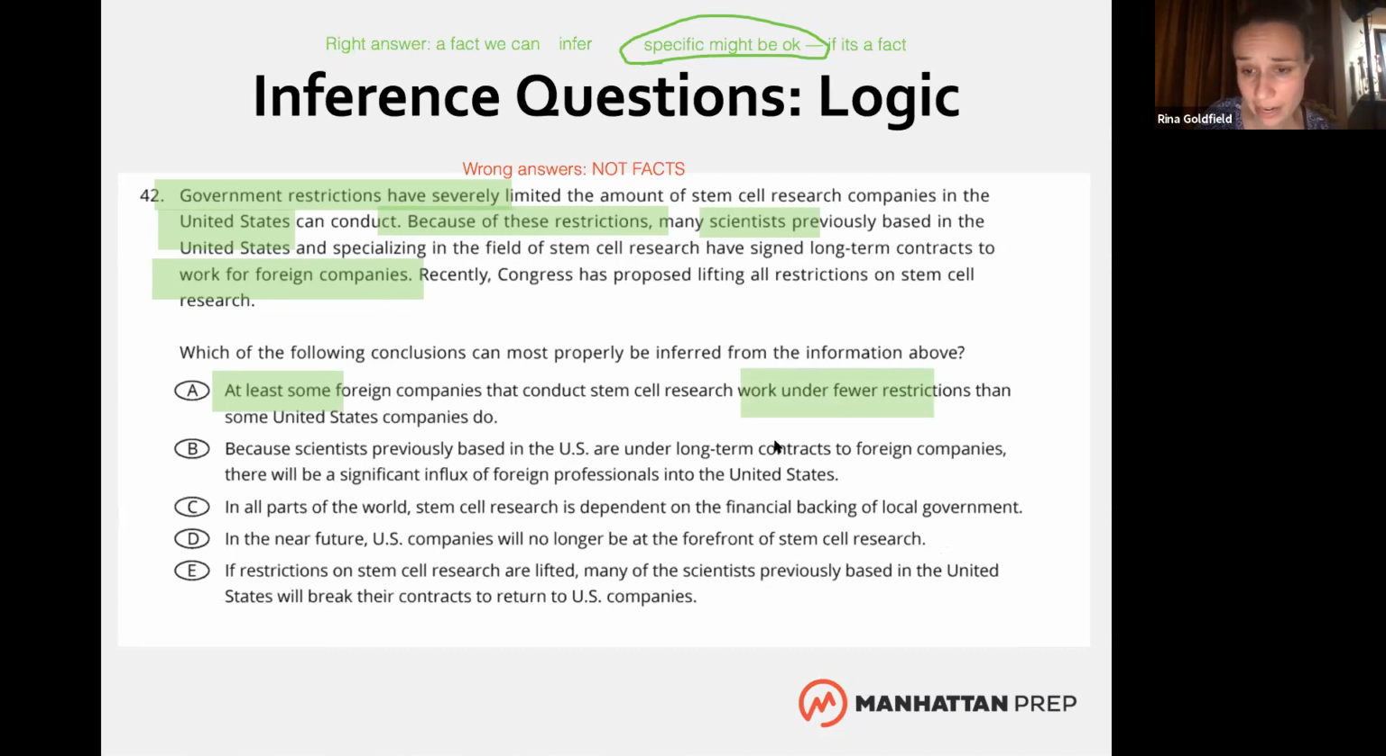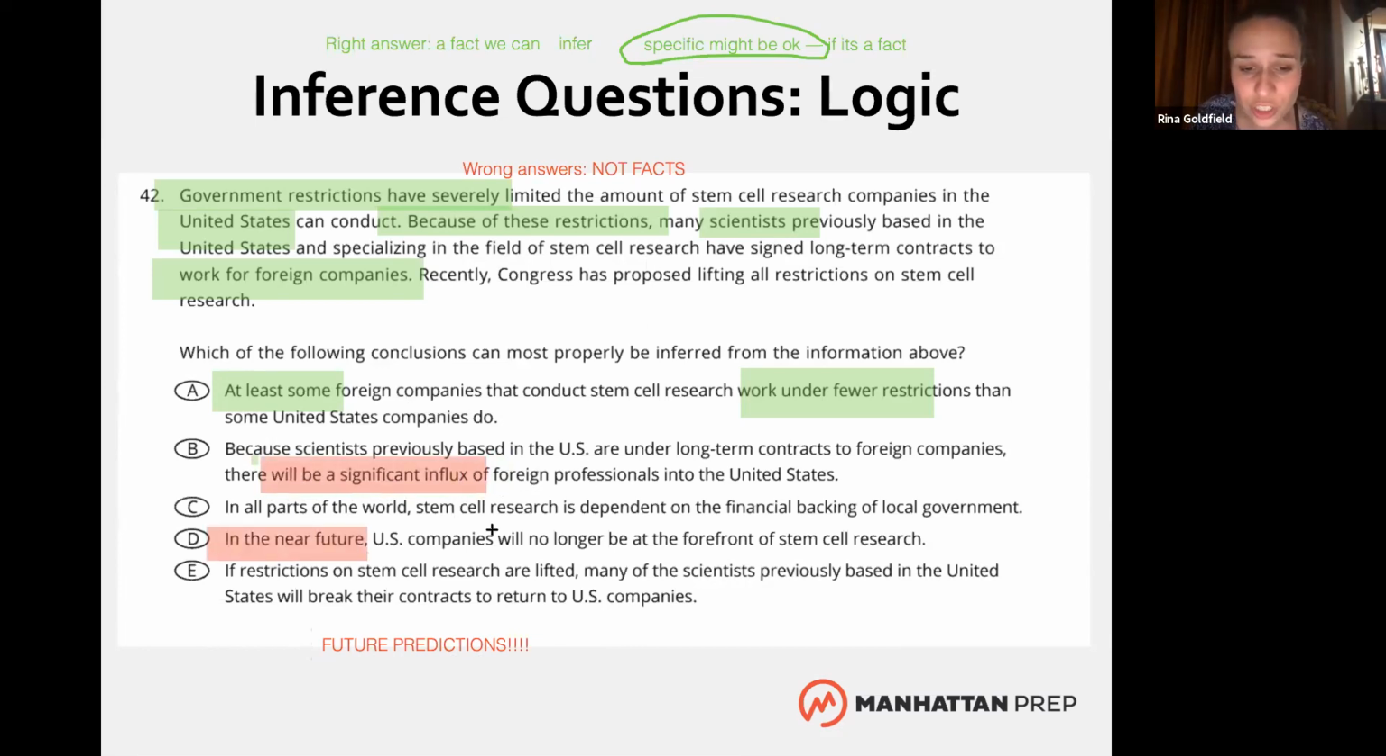So let's look at our wrong answers here. We have great examples of something we want to be very skeptical of, which is future predictions. You cannot predict the future. So that will never be provable. That is impossible to prove. So there will be a significant influx. Oops, I meant to do that in red. Will be, we don't know what's going to happen in the future.